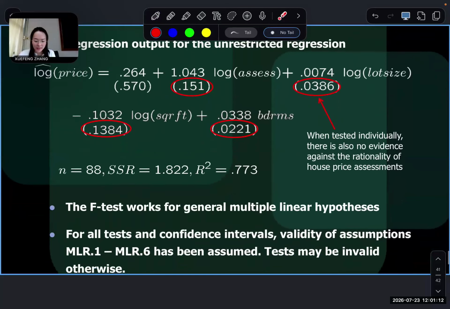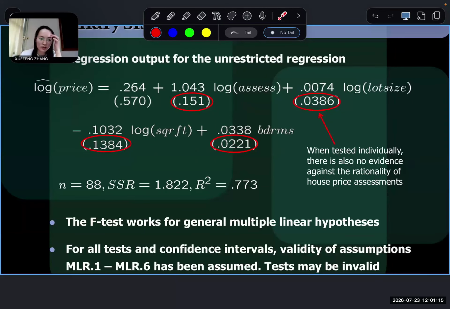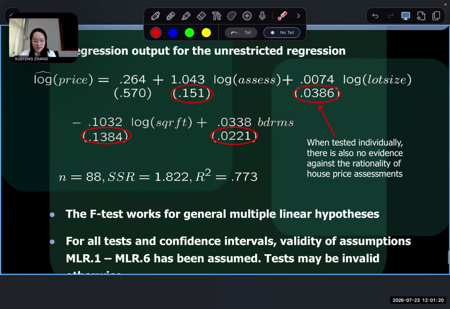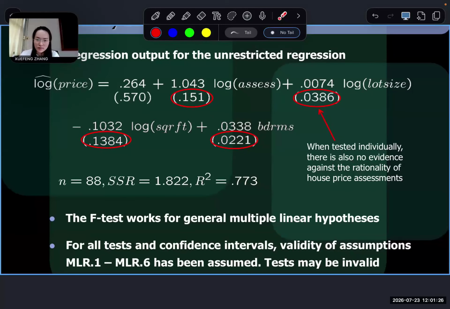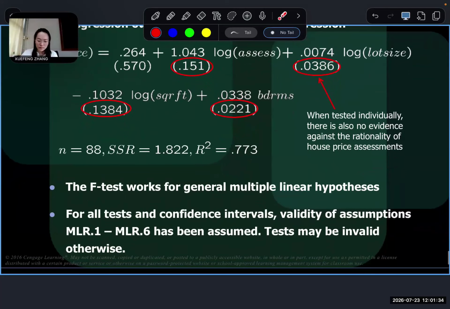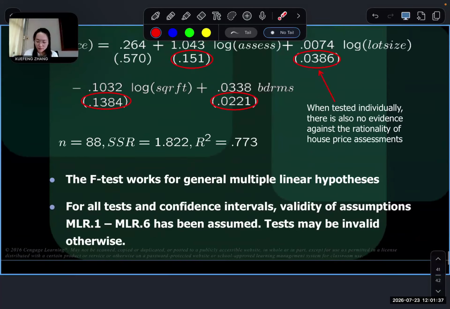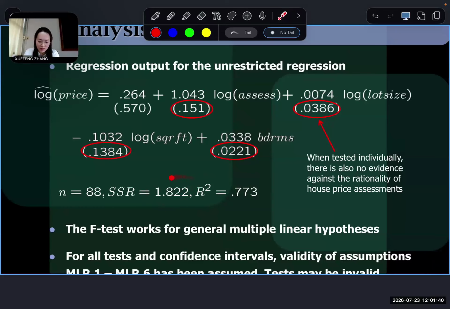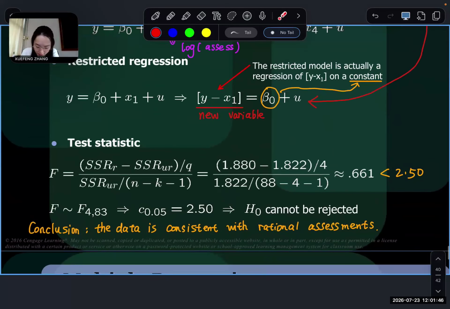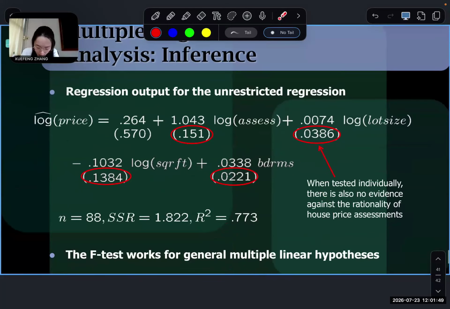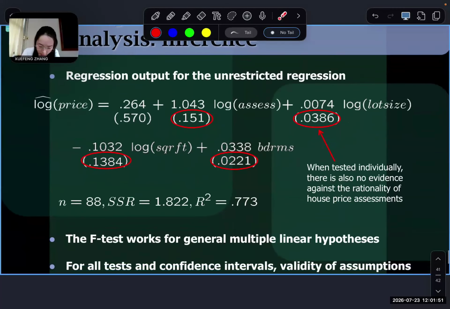Next one, okay, this is the regression output, and also the last slide of this chapter. Okay, I'll give you 3 minutes. This SSR is the unrestricted, right? Because this is the full model.